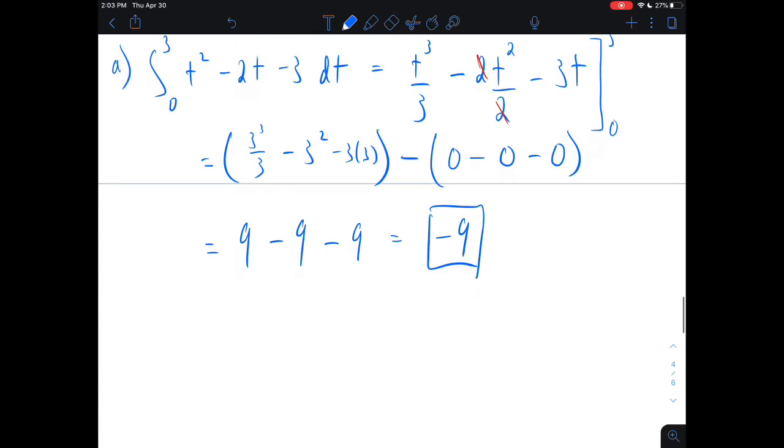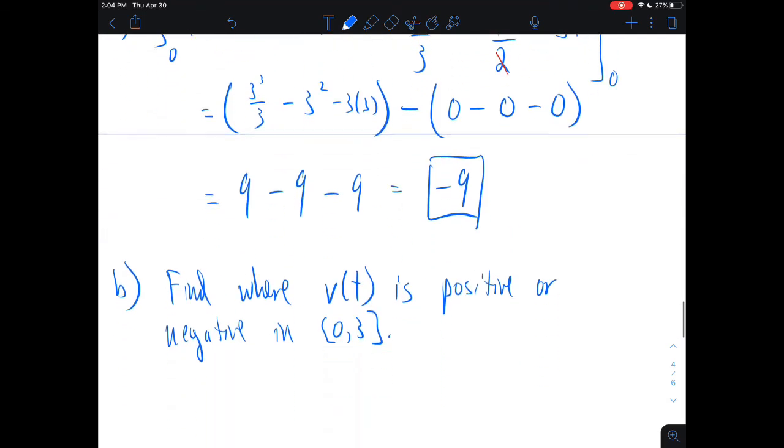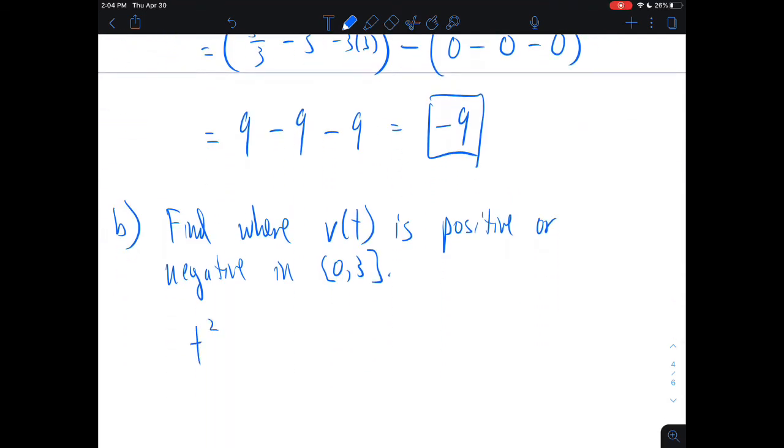So now, let's see how much traveling was going on that whole time. So let's find out first where v of t is positive or negative in the interval from 0 to 3. There's many ways that you can do this. We can go all the way back and think, well, we could take the derivative and find out where that's positive or negative, and that might give me some idea of increasing or decreasing. We could find antiderivatives. Really, this is just a simple quadratic function. So how about we just look at some factors?